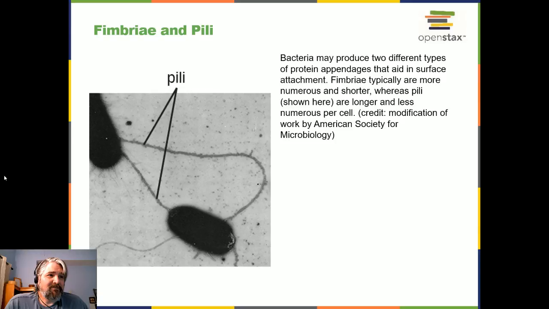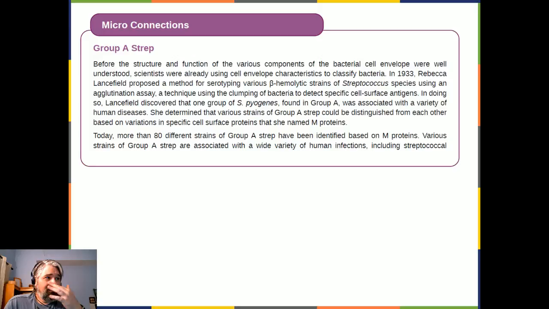All right, now group A strep. In 1933, it was Rebecca Lancefield who proposed a method for serotyping various beta hemolytic strains of Streptococcus species using an agglutination assay. Now, hemolysis is the ability of an organism to destroy red blood cells, if I speak most generally. Beta hemolysis refers to complete hemolysis. There's another type called alpha that leaves a greenish cast around the colony because it doesn't completely eat the red blood cells. And then there's gamma hemolysis, which is no hemolysis.